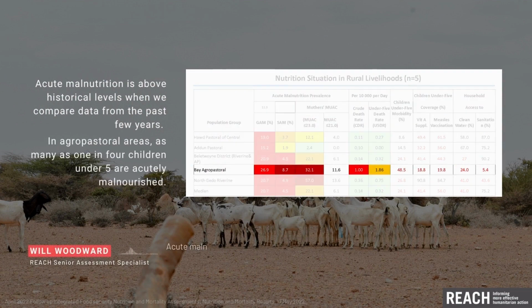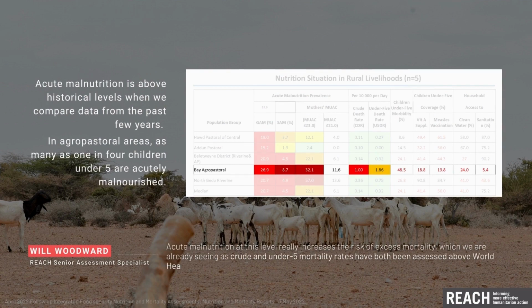Acute malnutrition at this level really increases the risk of excess mortality, which we are already seeing, as crude and under 5 mortality rates have both been assessed above World Health Organization emergency thresholds, reiterating just how alarming this situation is.